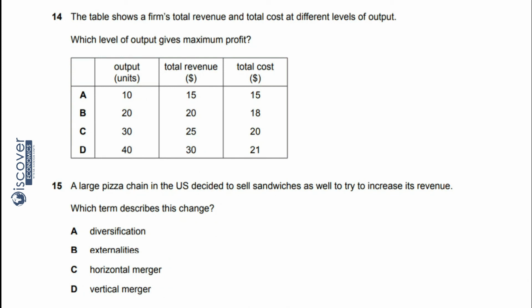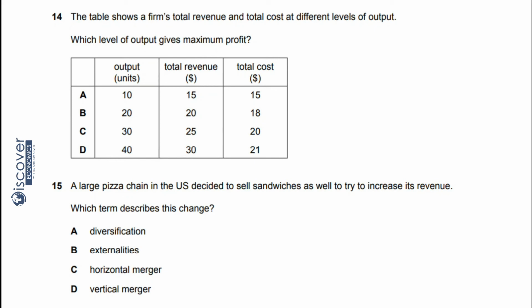The table shows a firm's total revenue and total cost at different levels of output. Now, which level of output gives maximum profit? Now, what is the formula for profit? Total revenue minus total cost. Fine. So, which level of output gives maximum profit? So, where are we getting more of the profit? In A, B, or C, or D?